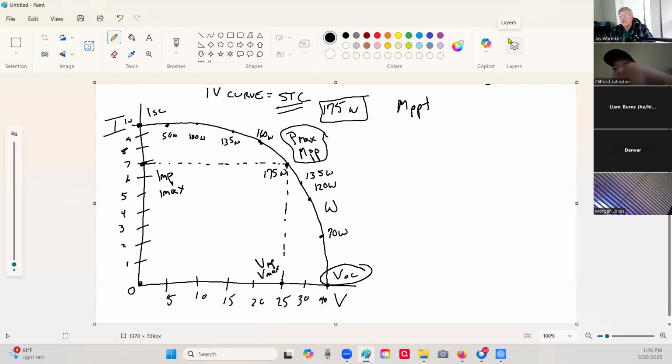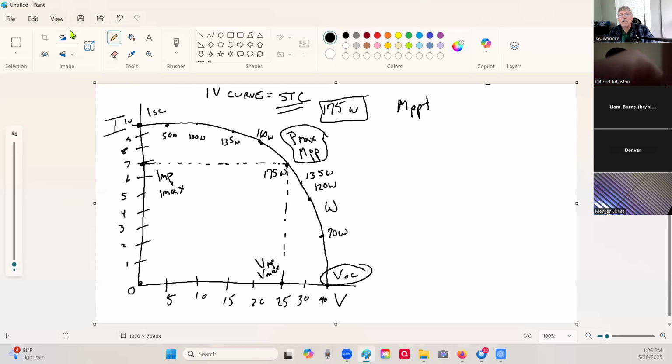Awesome. So this is just given to you. When you look at a panel spec, you're going to see the ISC, the IMP, the Pmax, the VOC, the VMP. Then we're going to find we have to make adjustments based on temperature. But for the moment, you're just given these numbers.